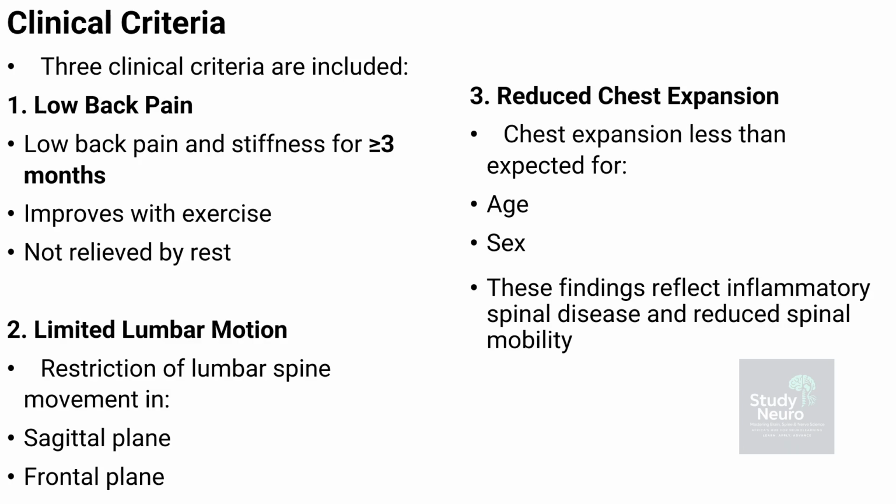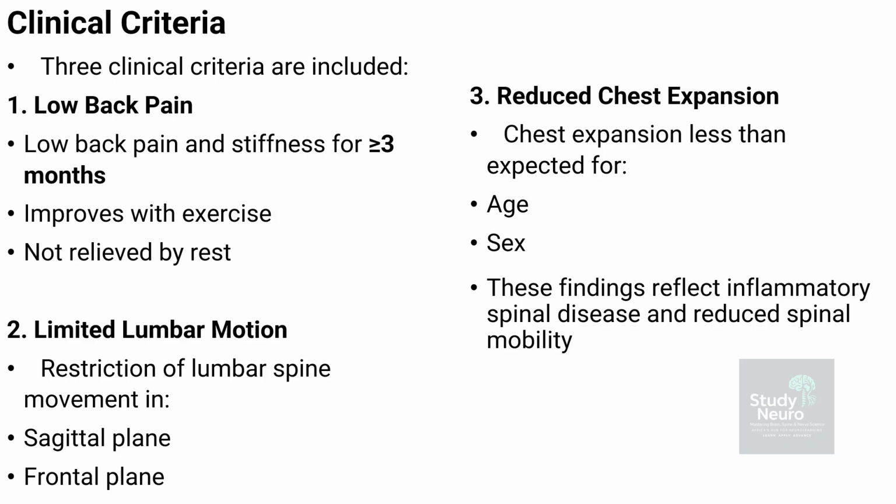The modified New York criteria include 3 clinical features that reflect the effects of chronic inflammation on the spine and chest wall. These findings help identify patients with established ankylosing spondylitis during clinical assessment. Careful examination is essential. The first feature is persistent low back pain with stiffness lasting at least 3 months. This pattern improves with physical activity, which suggests an inflammatory cause, while rest does not provide meaningful relief, making it different from the usual mechanical back pain.